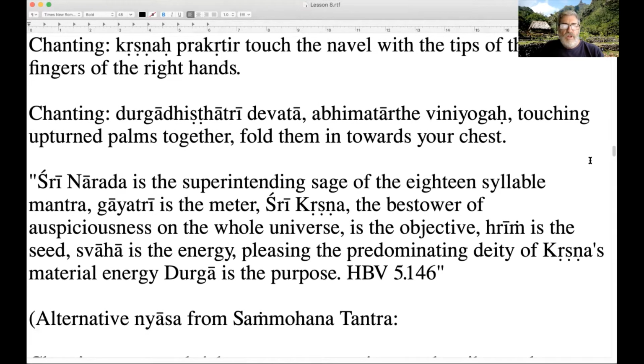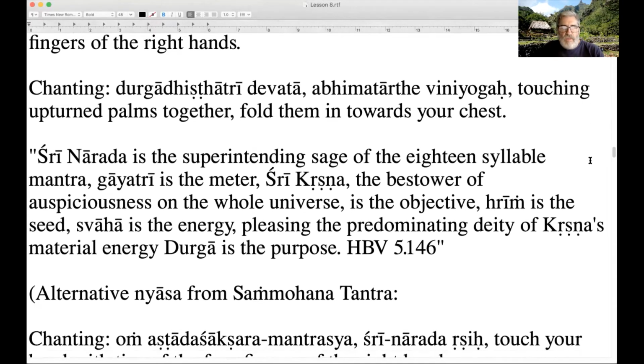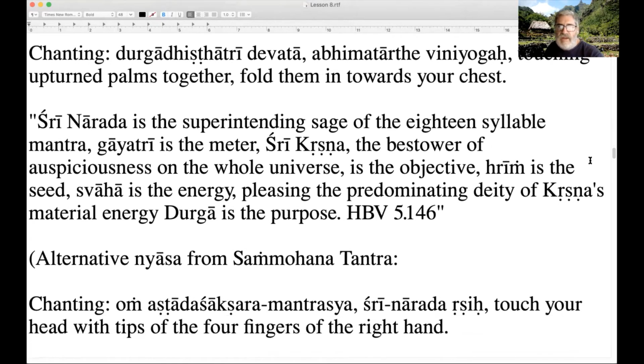Then we have Durgadhishthatri Devata Abhimantrane Viniyogaha, and touching the upturned palms together, right? Fold them towards the chest either once or 3 times. Right, so what does this mean? It means Sri Narada is the superintending rishi of the 18-syllable mantra.